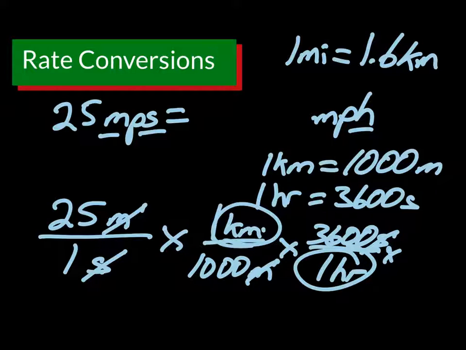We have kilometers on the top. We want to get rid of that and have miles instead. So we're going to put our kilometers on the bottom, 1.6 kilometers and 1 mile. And now if we make our calculations, it'll give us something like 56.7 miles per hour. So you see, we could have as many of these terms as we want, as long as the units cancel each other out and we end up with the units that we want to have at the end.